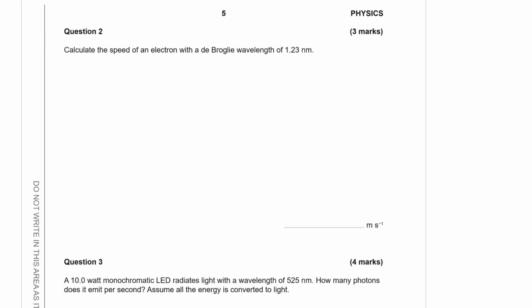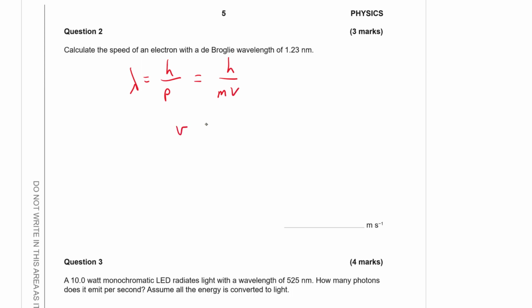Okay, now for question 2, it says calculate the speed of an electron with a de Broglie wavelength of 1.23 nanometers. It's a very easy question. I think it was the easiest question in the exam. We get given this equation already, and then we just sub that out to get the mass and velocity.